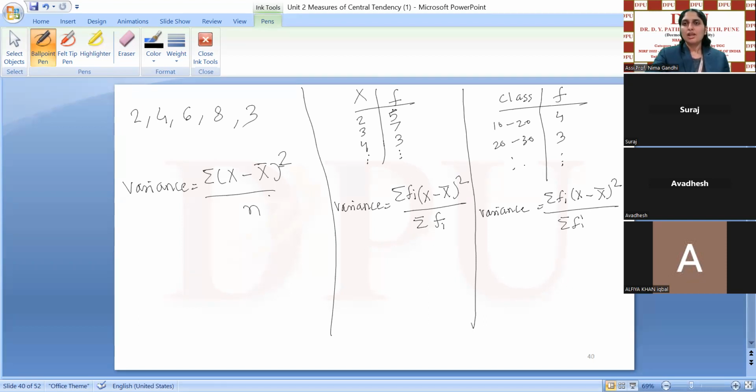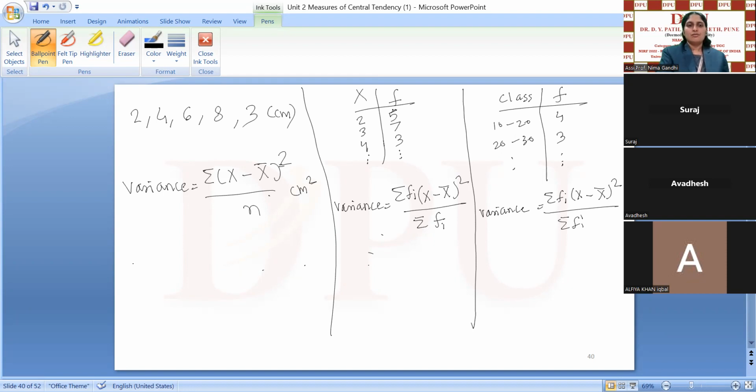Now, let's say these observations are in centimeter: 2, 4, 6, 8, 13, all measured in centimeter. While calculating the variance, we have squared the deviations, so the answer of the variance is in centimeter square.